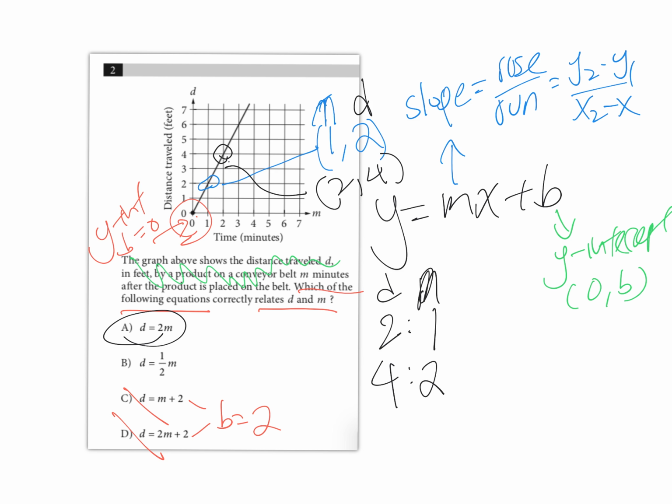So you can tell from here that whatever M is, D is double that. Whatever M is, D is double that. So right here, M doubled becomes D. M halved is not going to be D because D is going to be bigger than M. And therefore you know that the answer should most likely be A.